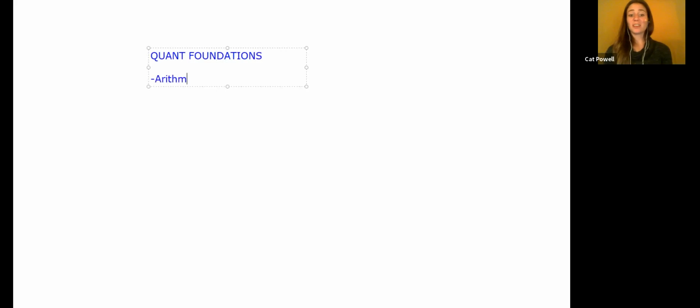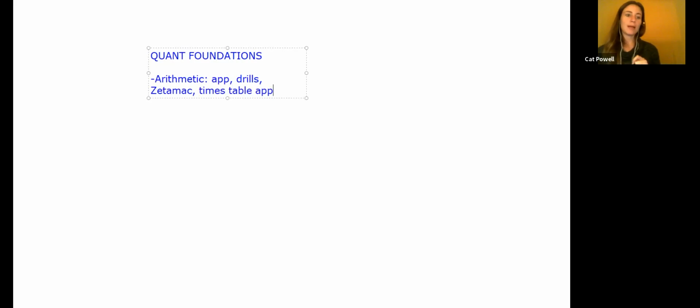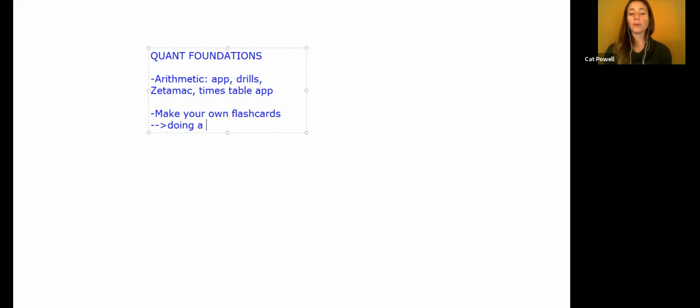First, arithmetic. Get an app, play drills. There's something you can Google called ZetaMac that's a fun online arithmetic game. Get a times table app. Get that sort of paper mental math stuff really fast. Because yes, there's a calculator, but it can slow you down, so you don't want to rely on it too much. Make your own flashcards. So every time you're doing a problem or reading a book, and you see something you don't know, put it on a flashcard.